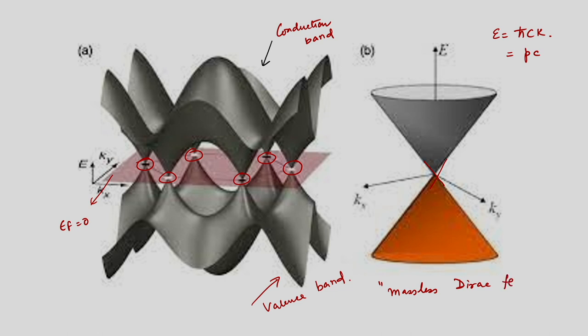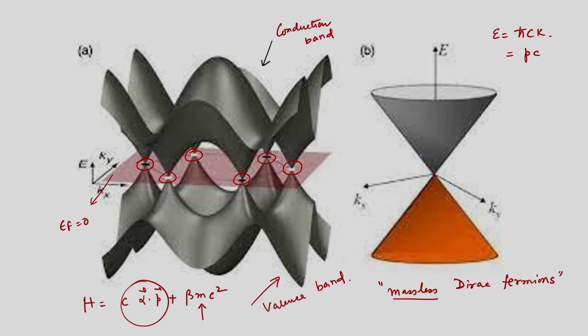And why are they called massless Dirac fermions? Let me tell you that the Dirac equation is written as E equal to c alpha dot P plus beta M c square, where alpha and beta are matrices and P is the momentum, and M c square is the rest mass energy, and c is the speed of light. However, this dispersion that we'll see in a while looks like only this term being present, and this term is absent, and that's why it's called massless. And why is it called Dirac? Because you can see that the energy is linear in P or K, as it's shown here.